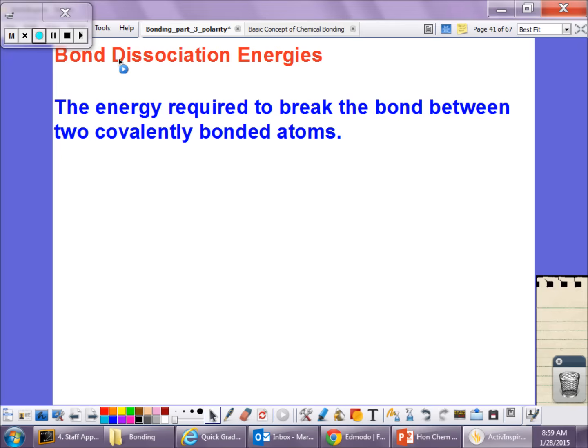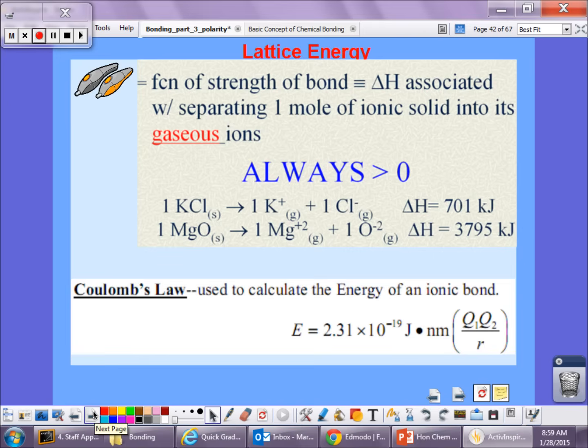Just imagine a stack of sticks. You have only one stick, it is long, it's easy to break. You have 2 sticks put together, it is stronger. You have 3 of them put together, they are even stronger. Now, there's another term that is not in the chapter that I need you to know. It is the lattice energy.